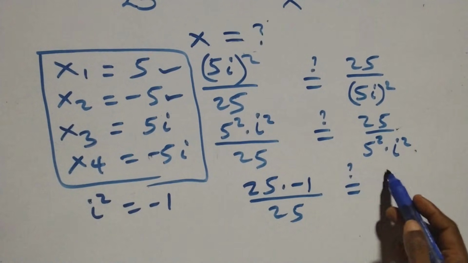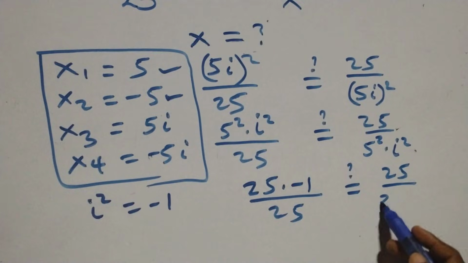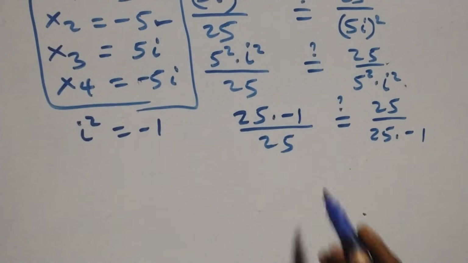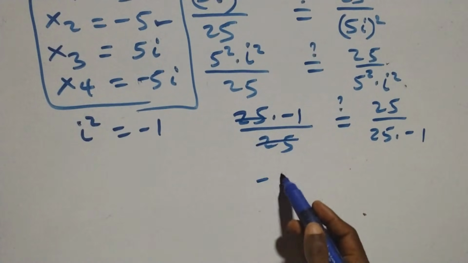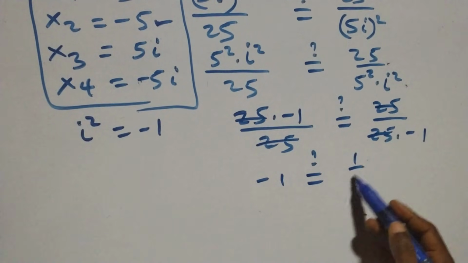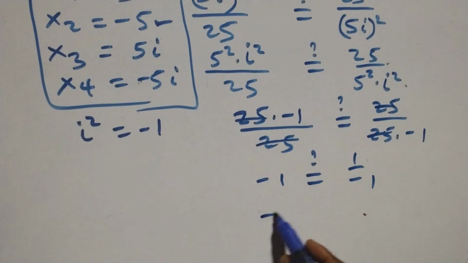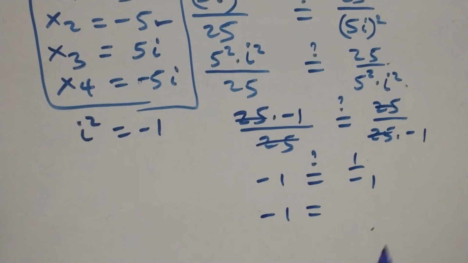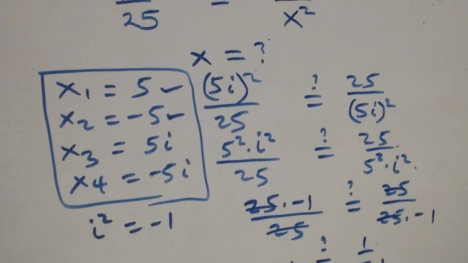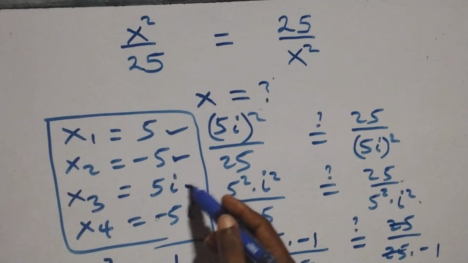Is it equal to, also we have 25 over 25 times minus 1. And next step here, we have 25 cancel each other, minus 1 left. Is it equal to, also 25 cancel each other, 1 over minus 1 here. And here we have minus 1, which is equal to 1 over minus 1, also minus 1. Left hand side also equals to right hand side. Then 5i satisfies this given problem.